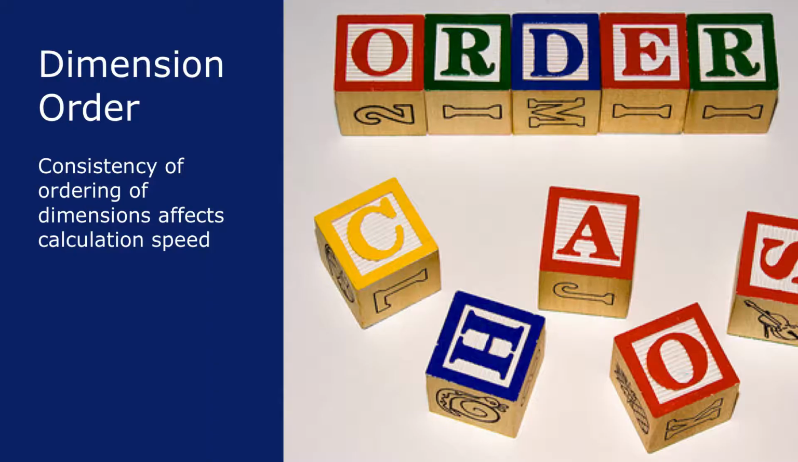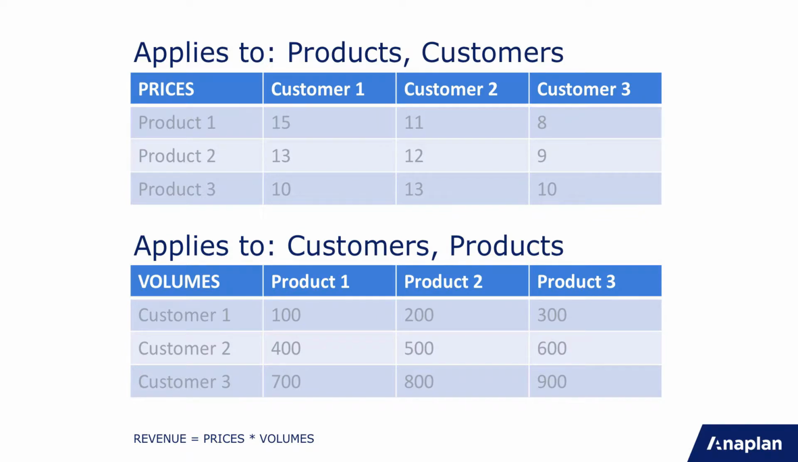So the first potentially quite surprising thing that you might find out is the order that you put your applies to does actually make a difference in how fast the calculations work when you get bigger models. Obviously, on small modules, it makes no difference, but on bigger modules, it can make a significant difference. And this is not about the pivots or the views you save. This is in the blueprint, the actual applies to that you see in the module or the line item blueprint. So let me explain why it makes a difference.